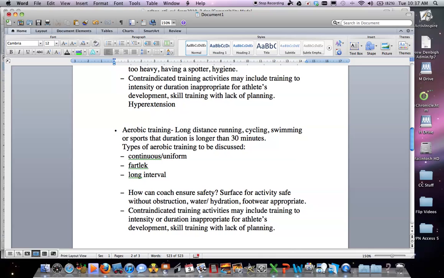The safety aspect, the coach may look at things like, is it a safe area for us to perform this continuous running? Is there adequate water and hydration available to the athlete, and is the footwear that's being used by the athlete appropriate? Again, some things that would make it unsafe are not adhering to those aspects that we've just discussed, plus things like, are you working the athlete to an appropriate level? You're not pushing them too hard and not giving them a lack of recovery time.